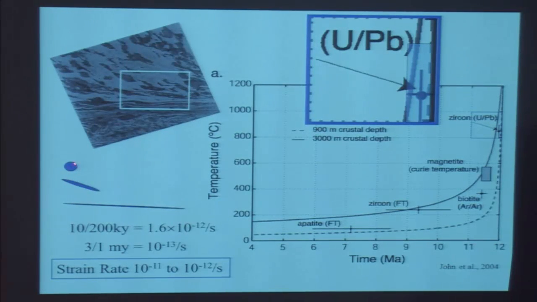And to give you an idea, here's a circle, and there's a circle strained 300%, and here's one strained 1,000%. So the deformation here is pretty clearly greater than even 300%. And the time is clearly much less than a million years. So we know that the strain rates are much greater than 10 to the minus 13, and they're probably much more on the order of 10 to the minus 11 to 10 to the minus 12. So very rapid strain rates in the shear zone. And it's a pretty solid foundation for that.